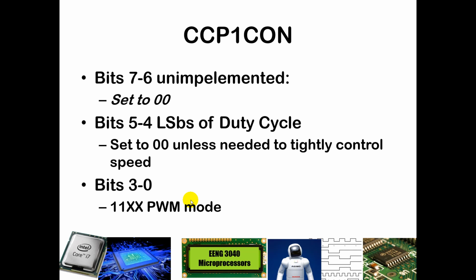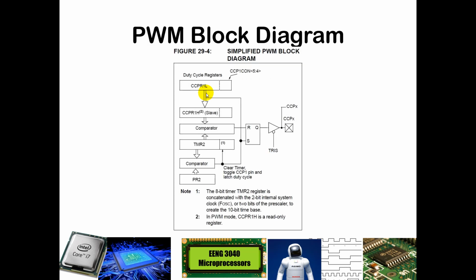In CCP1CON, we've already talked about the middle bits there, the 5 and the 4, which are the least significant bits of the duty cycle. We also should look at the other bits that are in there. So bits 7 and 6 are unimplemented. Sorry about the typo there. That should not be an E. Unimplemented. And so we will set that to 0, 0. And then our least significant 4 bits we will set to 1, 1, 0, 0 to put us in PWM mode.